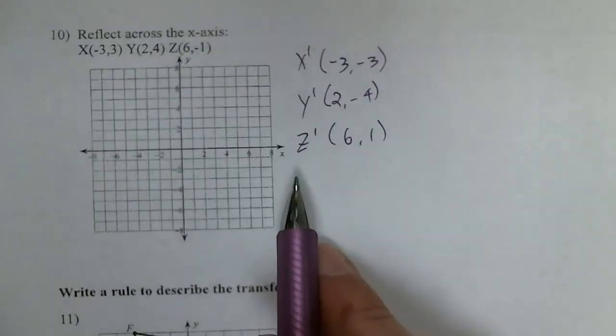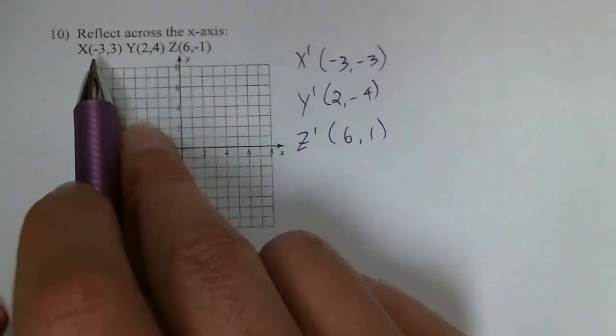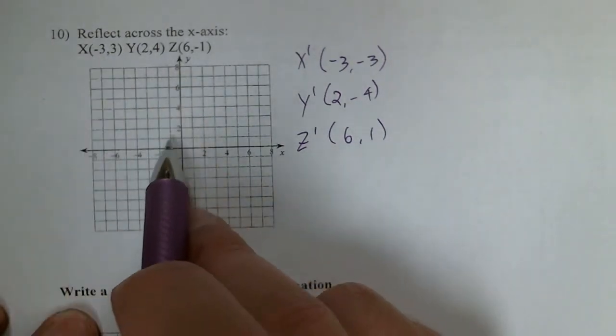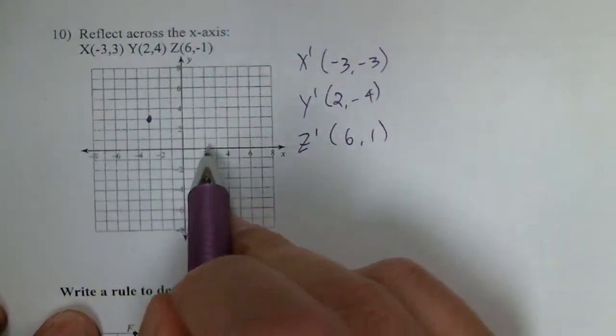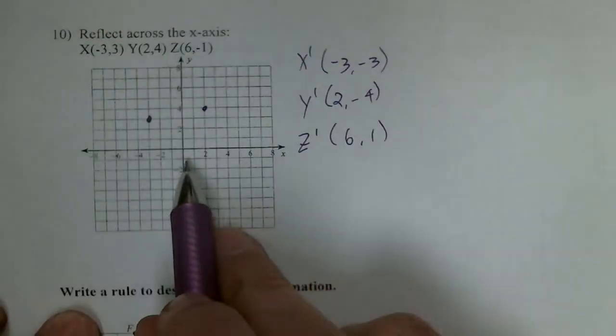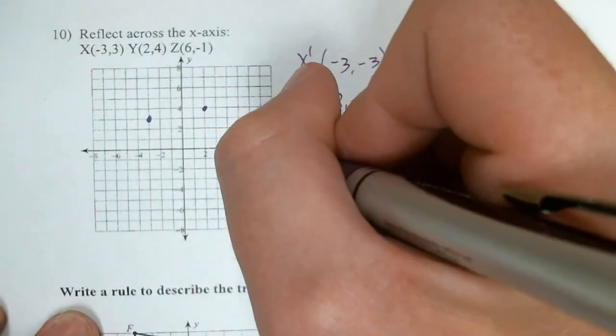Okay, but some of you guys are like, oh man, Mr. Manise, I just don't know. I'm not good at memorizing things. I get all these rules confused. Okay, cool. Let's plot the points and we'll do it the easy way. -3 up 3. Right 2 up 4. Right 6 down 1.